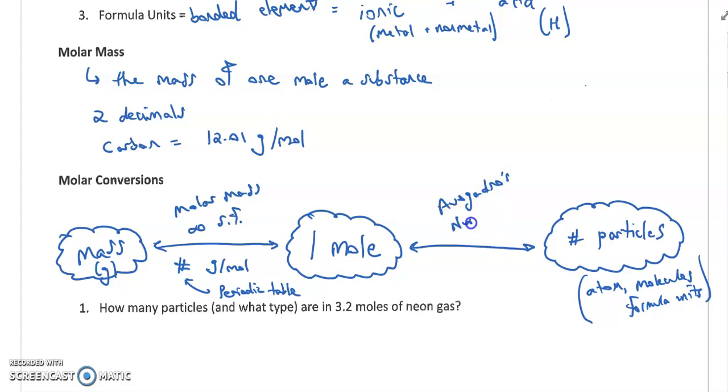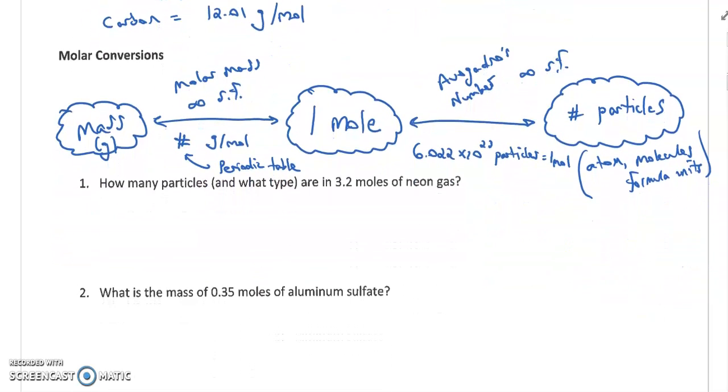This is a set number. This number does not change. It is also going to be considered a constant, which also makes it infinite sig figs for our rounding purposes. So for significant figures, we ignore molar masses. We also ignore Avogadro's number. Avogadro's number is always 6.022 times 10 to the 23rd particles equals 1 mole. So that becomes our conversion factor. That many particles per mole, how we can go between particles and moles. So let's actually do a couple of these together.